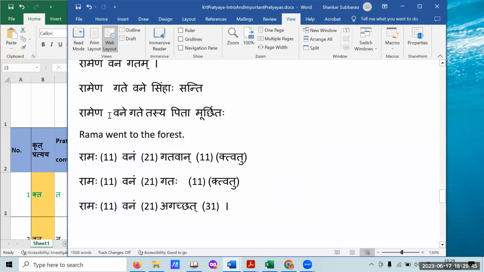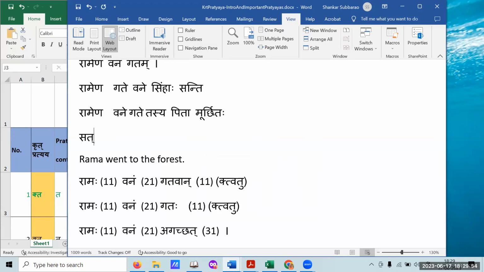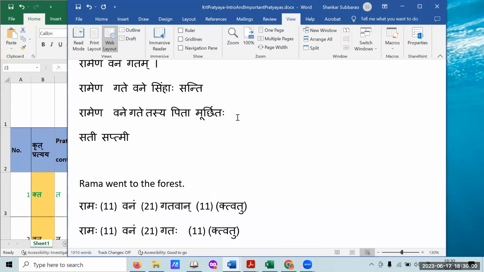This is a special use of Saptami. This kind of a Saptami usage, both words in Saptami, is called Sati Saptami. What does it mean? This kind of seventh case is used to tell the timing of one event based on another event.